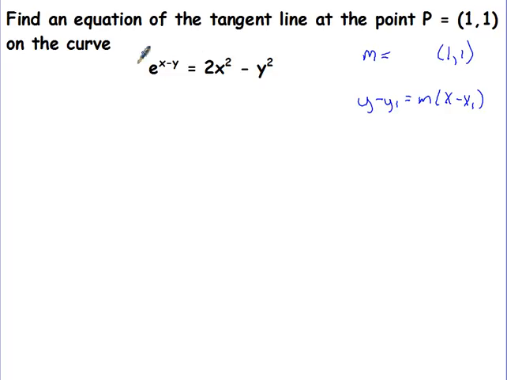Notice on the left side and the right side I have y's. So, the derivative of the left side is a chain rule. So, it's itself times the derivative of this. Wouldn't this just be 1 minus dy/dx? Right? And on the right side, wouldn't that be 4x minus 2y dy/dx? Okay?